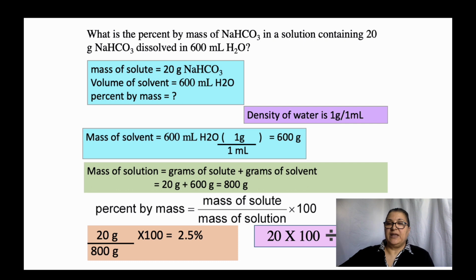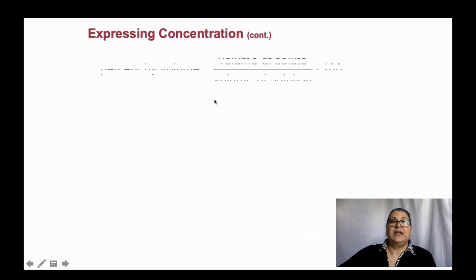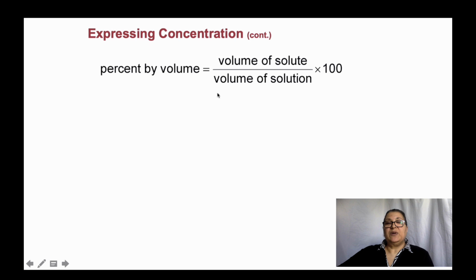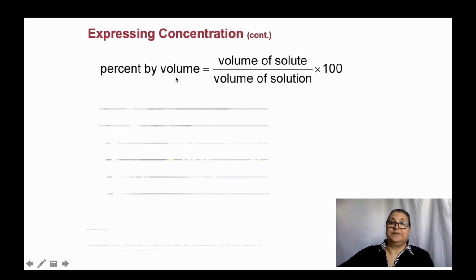Not so bad. The only thing you have to remember is that when you're given milliliters of water, the density is 1 gram per 1 milliliter. You just convert it and then add them up. Take the small amount divided by the total. Not so bad. Next formula that we want to talk about is percent by volume.